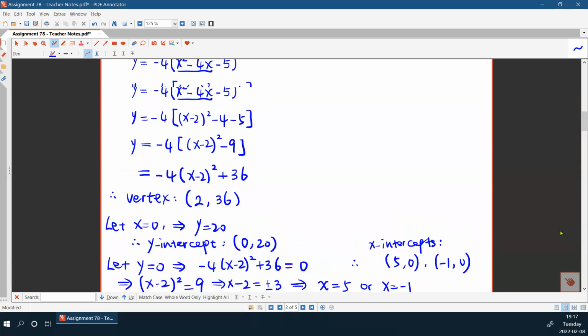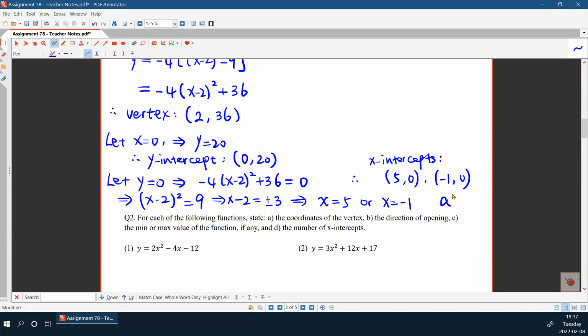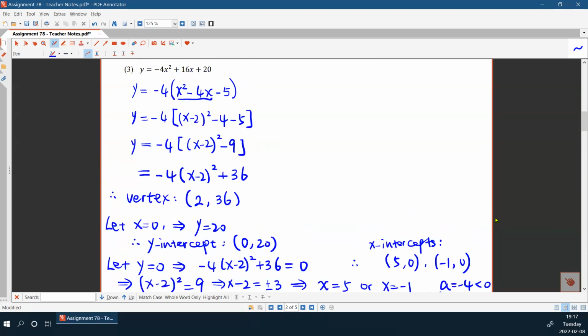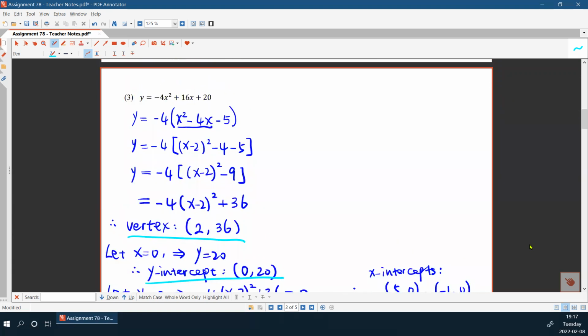Okay, last, the direction. So leading coefficient a is -4, which is less than 0. So it opens down, right? Okay. All right, again, we have gathered all the key information: vertex, y-intercept, x-intercepts, and direction. So now we can draw the sketch of the graph of the function.